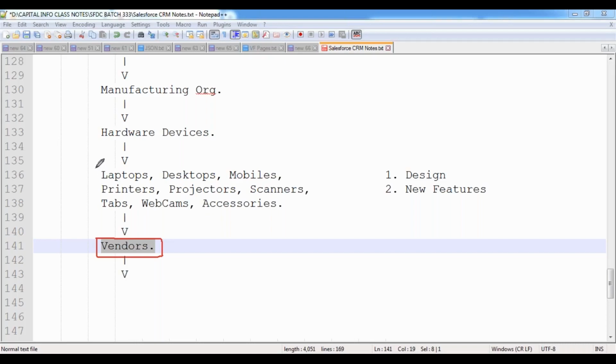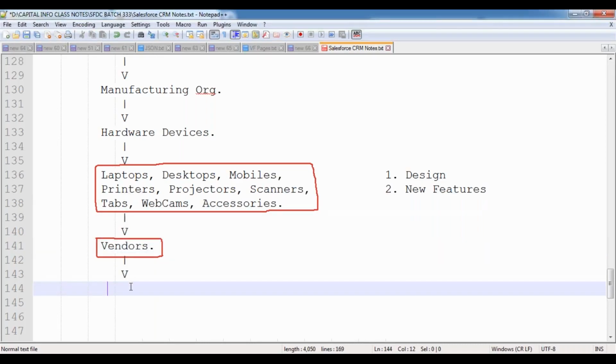Whatever parts are required to prepare these products, they collect all of them from the various vendors. RAM from one vendor, motherboard from another vendor, hard disk from another vendor, keyboard from another vendor, mouse from another vendor, SMPS from another vendor. Like that, they contact the various vendors and collect the required parts. Once all the parts have been collected from these vendors, they are placed inside a location called the Dell warehouse. It is also called the Dell factory.